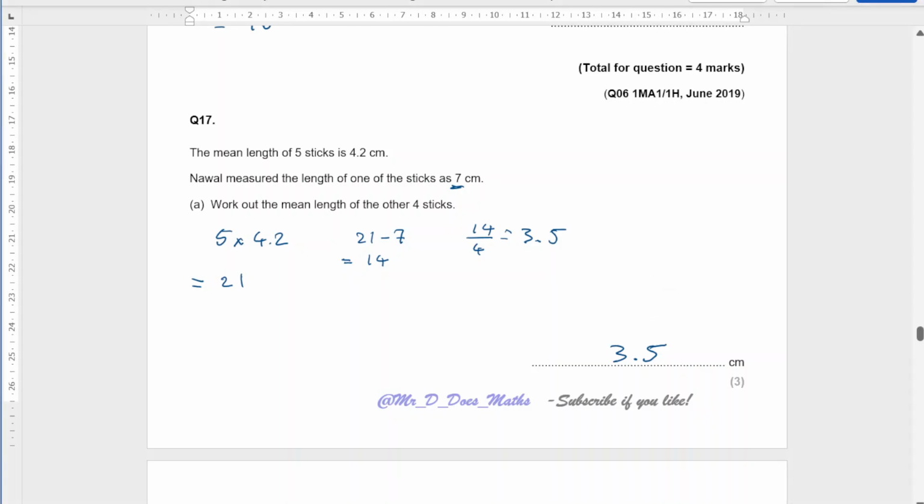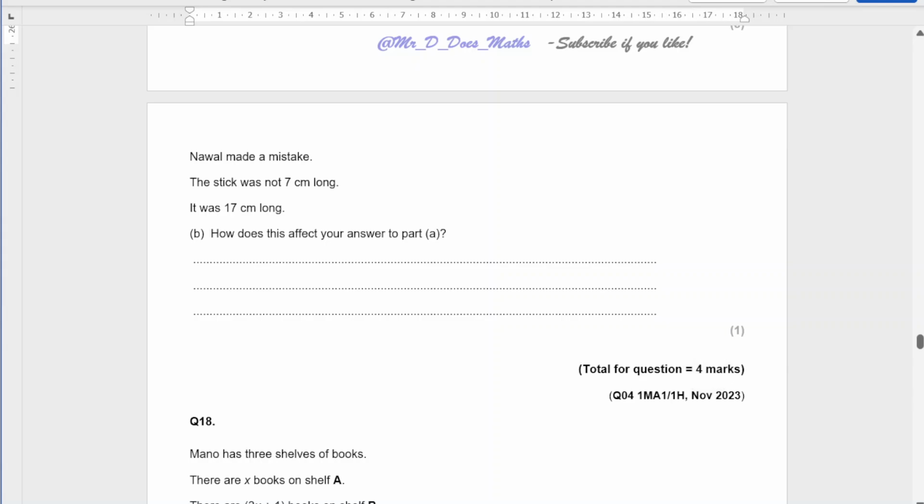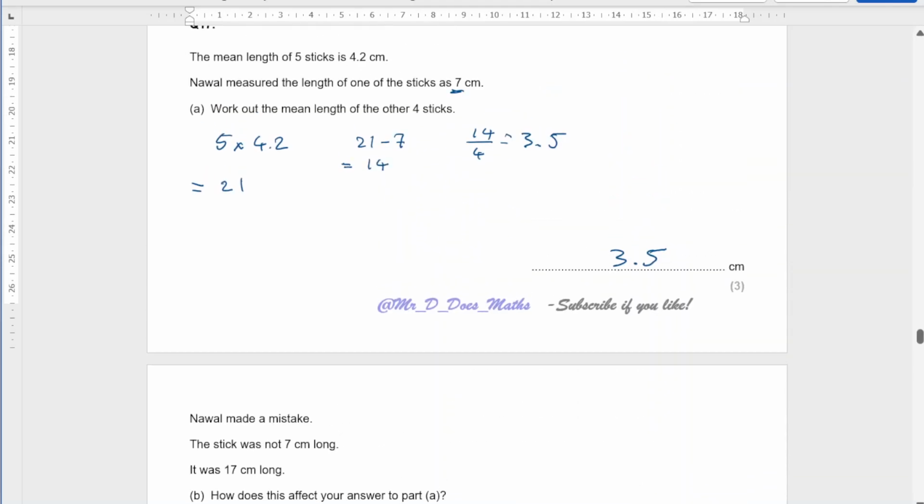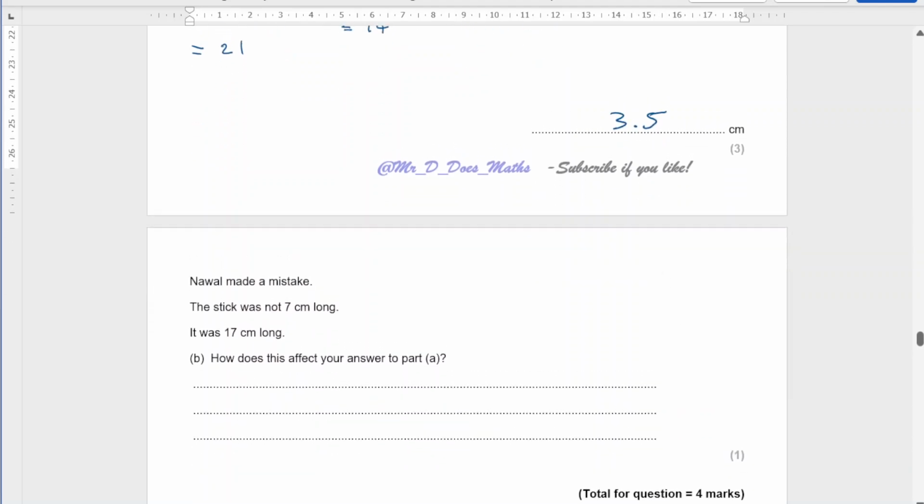Right, question 18. Oh no, sorry. Now I realize I made a mistake. The stick was not 7 centimeters long, it was 17 centimeters long. How does this affect your answer to part A? My answer to part A would be much smaller. Let's just look at the calculation. It's a 1 mark question, but we're doing 21 minus 17 is equal to 4, and then 4 divided by 4 is equal to 1. So how does this affect your answer? My answer would be an overestimate, or the actual answer would be much smaller than mine.